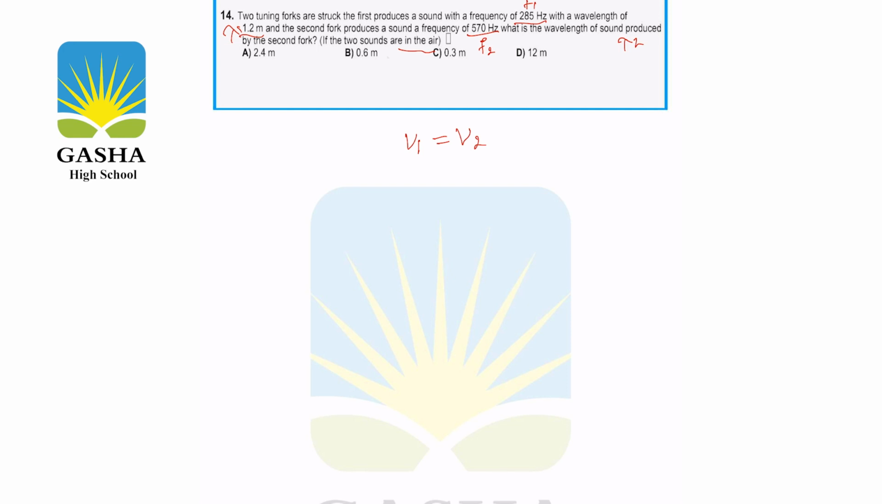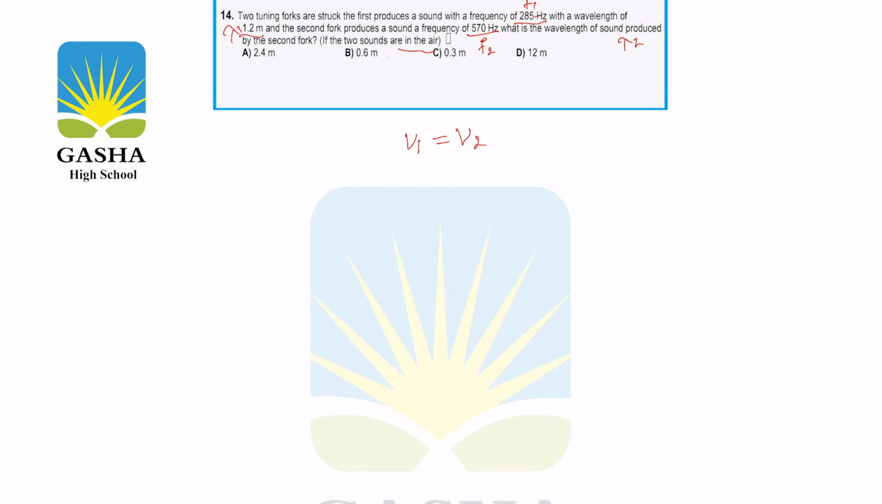So you have 2 choices to solve this question. By having F1 and lambda 1, you can find V1, and then when you have the speed of sound and frequency, you can easily find the wavelength of the second one. But this one is another solution for this question.